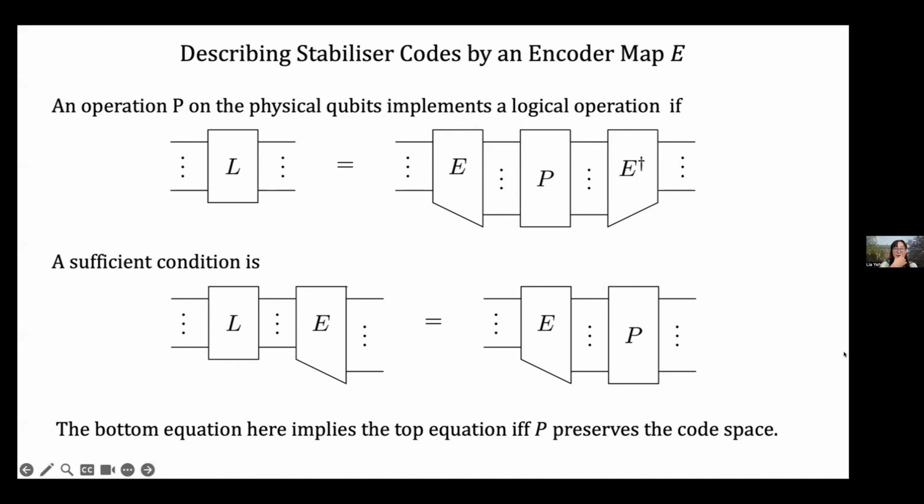As for the other direction, what is the necessary condition, or in this case, one condition to add for the other direction to hold: this bottom equation implies the top equation whenever the operation P preserves the code space. So as long as it doesn't take you out of the code space, then this is sufficient and necessary.